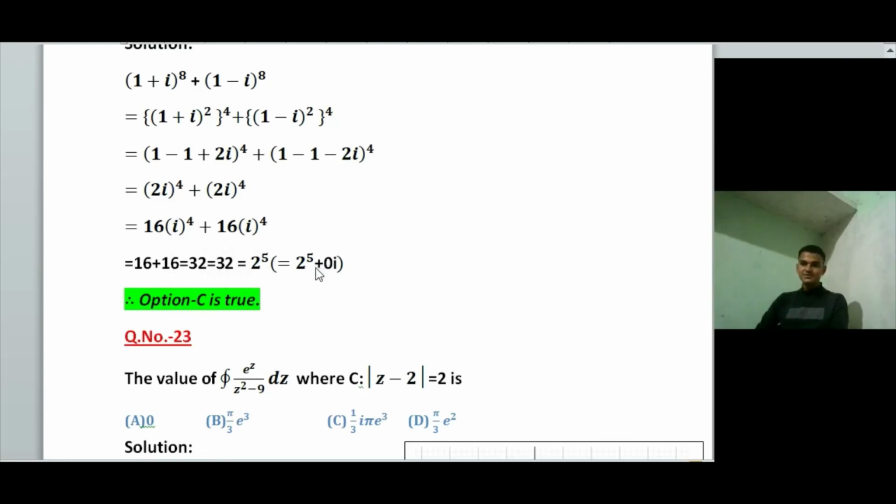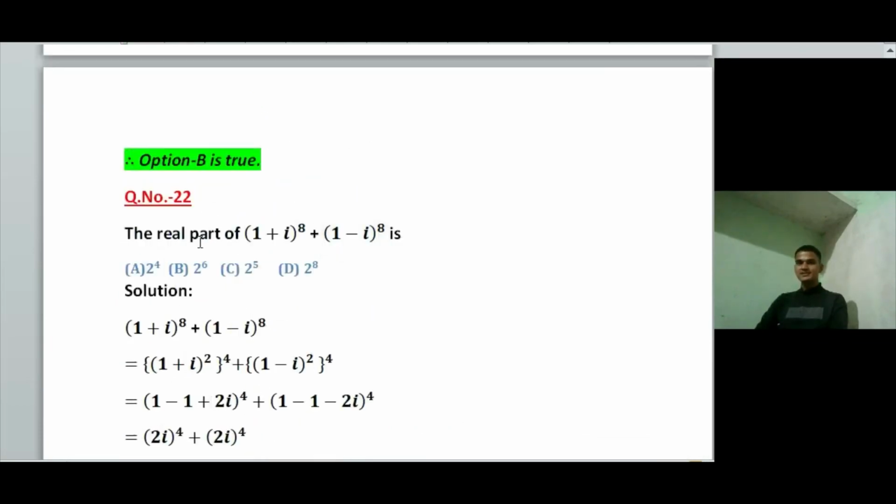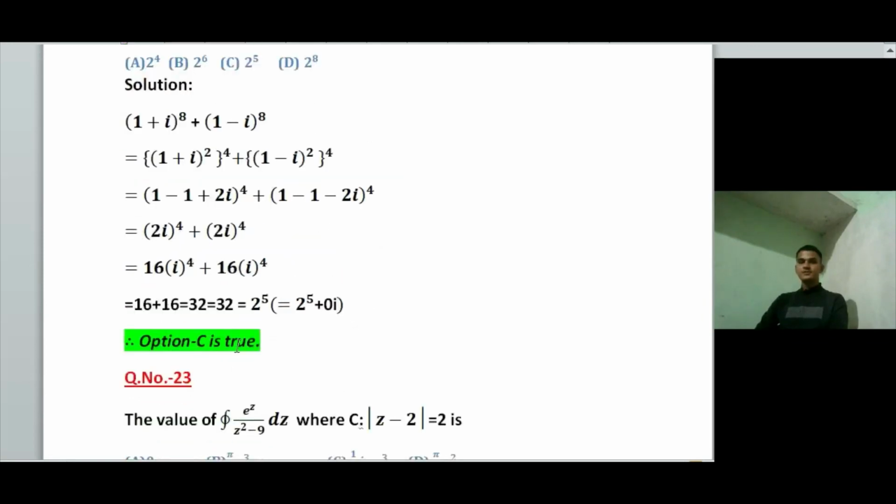So every real number is also a complex number. So how is 32 a complex number? What is the imaginary part? The imaginary part of 32 is 0. 32 can be written as 32 plus 0i. So here 32 is the real part and 0 is the imaginary part. So it is 2 to the power 5, which can also be written as 2 to the power 5 plus 0i. So 2 to the power 5 is the real part. So option C is true.